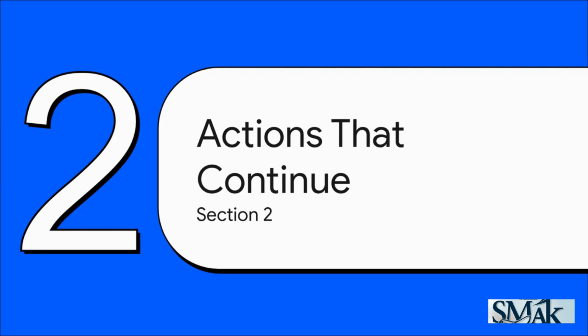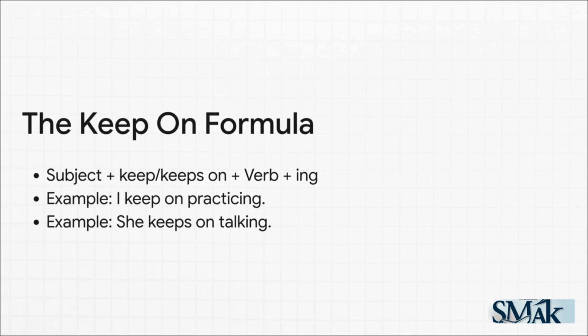Welcome to Section 2, Actions that Continue. We're going to look at the keep on structure. This is the precise pattern you use when an activity continues for some time. You know, when you just don't stop an action, or when someone repeats an activity continuously. Look at the formula here. It's the subject, plus keep or keeps on, plus a verb ending in ing.